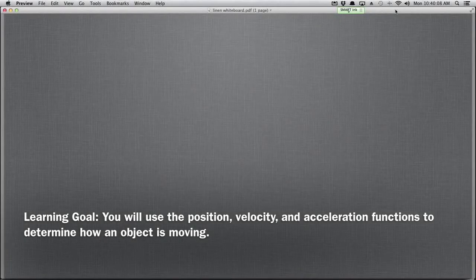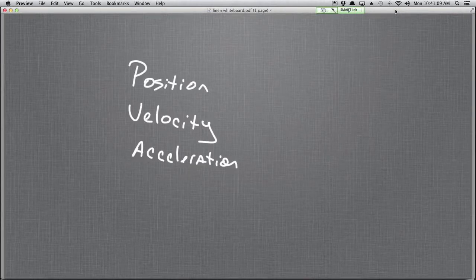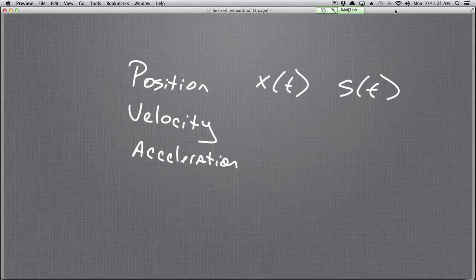All right, we're looking at three big functions we're going to spend most of the rest of the year dealing with, which are position, velocity, and acceleration, and how they all affect each other. We'll do all three of them at the same time. Most of the time they give you a position function. It will be in the form x of t or s of t.